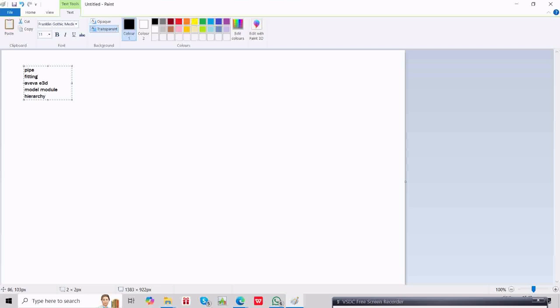Okay, so everything has a hierarchy. If you try to model an equipment, or if you try to model piping, both have a hierarchy. Even for structural and cable, everything has a hierarchy. Okay, there is a way of creating things.